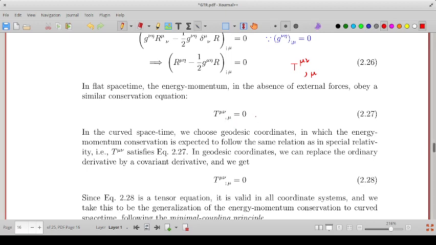because the Einstein equivalence principle says that the laws of physics in the curved space-time should reduce to those of the special theory of relativity in inertial coordinates in small enough regions of space-time. So we can choose geodesic coordinates, and in those local inertial coordinates, the energy momentum tensor should satisfy the same equation as in the special theory of relativity, which is this equation.